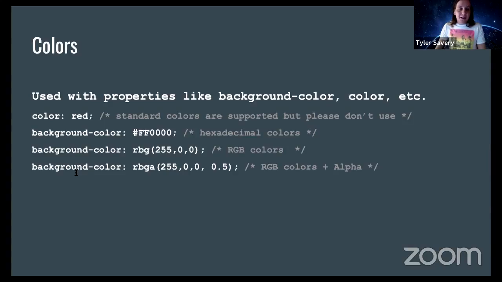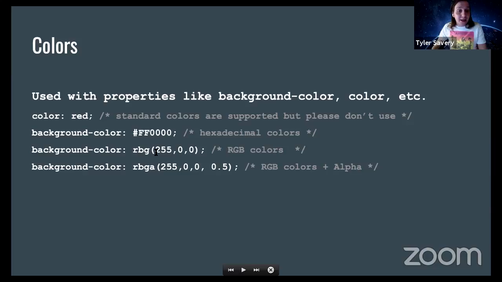Colors, lots of different ways to do colors. This is the simplest way, but don't do it because there's only certain standard colors that your browser understands, and some browsers do it differently. So hexadecimal is usually the most basic way to go. And you can find these codes in pretty much any color picking tool, even Google's color picker, and there's Chrome extensions and Photoshop and all these things.